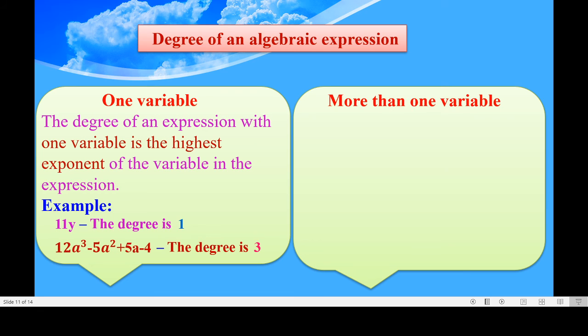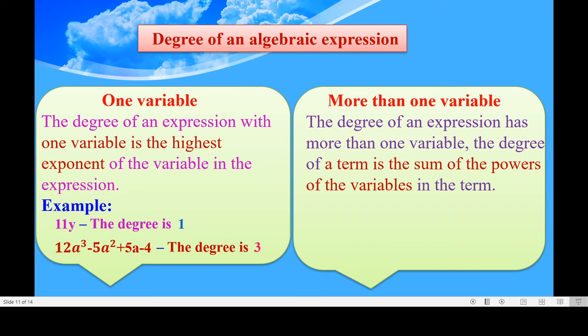The next type is more than one variable. The degree of an expression that has more than one variable: the degree of a term is the sum of the powers of the variables in the term. Let us consider one example. 3a square y power 5 plus a cube y square plus a power 5 y. In the first term, we are having a square y power 5. So the total power is going to be 7. 2 plus 5 equal to 7.